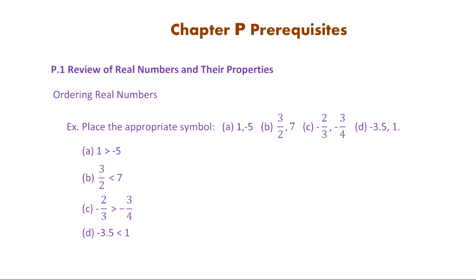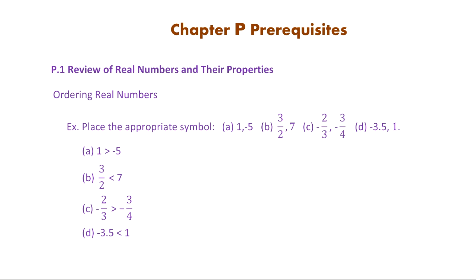So that's the real numbers. One of the important properties of real numbers is that you can order them. That means you can compare any two real numbers to see which one is bigger and which one is smaller. For example, we can place the appropriate symbol for the following pairs of numbers.